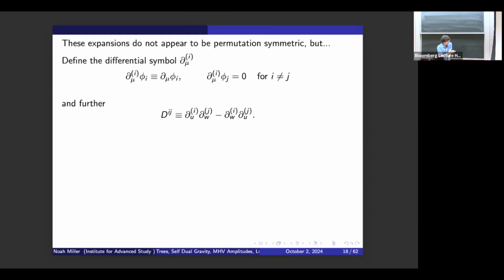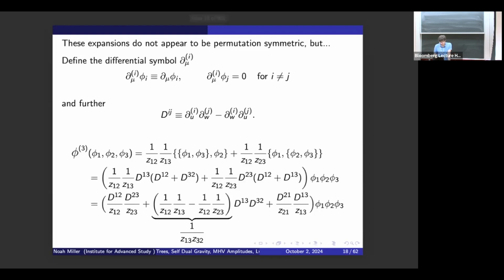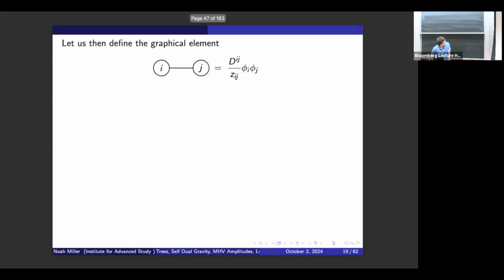And let's further define this Poisson bracket inspired object. That's a Poisson bracket that only acts between seeds I and j. I'm just saying that if you take this expression and you perform out just the product rule of differentiation, so here we take this Poisson bracket. And, okay, not expecting you to follow it all, but the point is that you can then rearrange all the terms and then in the end get something that is manifestly permutation symmetric between 1, 2, and 3.